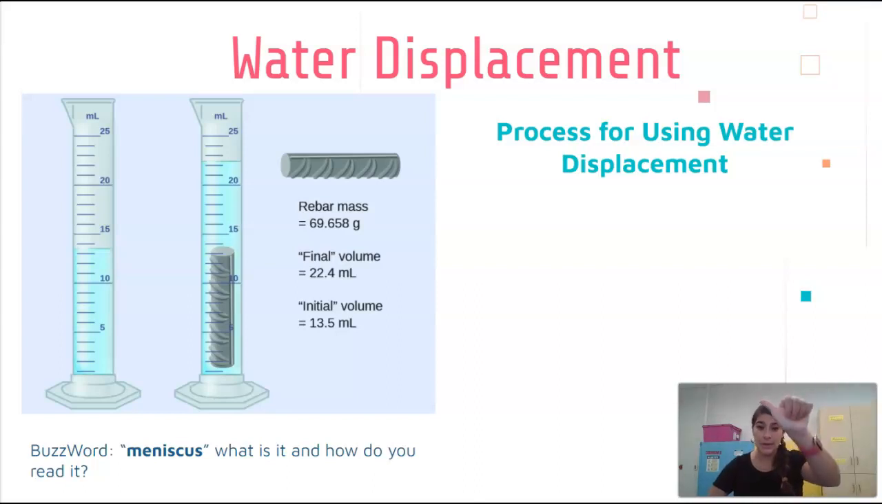Okay, so step 1 was to get the volume of our initial water. Step 2, add the object in. Step 3, record the volume of the water at that point. Step 4, subtract the initial volume from the final volume. Step 5, take your mass of your object. Done. Now you can use the density equation, mass over volume, and solve for the density of that object.